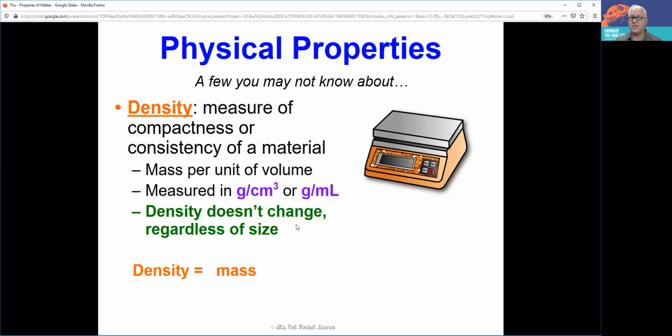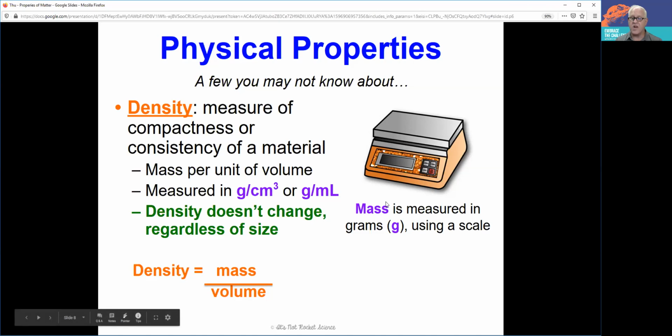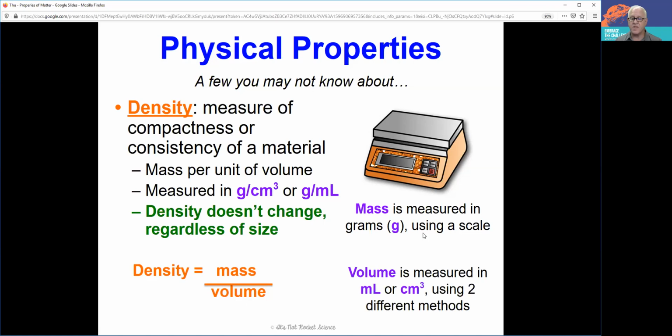So density has a formula, and you're going to want to write this down. Density equals mass divided by the volume. That's the mass divided by the volume. Mass is measured in grams using a scale or a balance. Volume is measured in milliliters of displacement water or centimeters cubed, using two different methods.